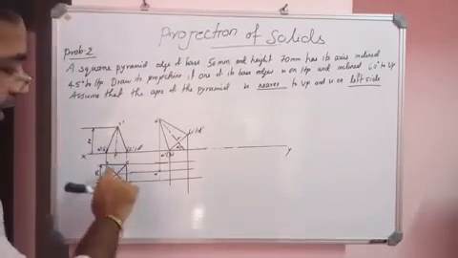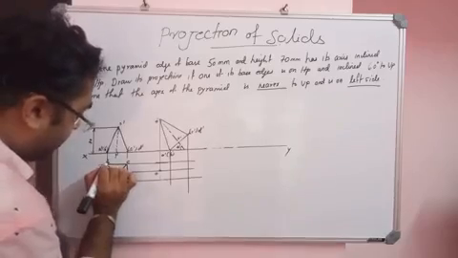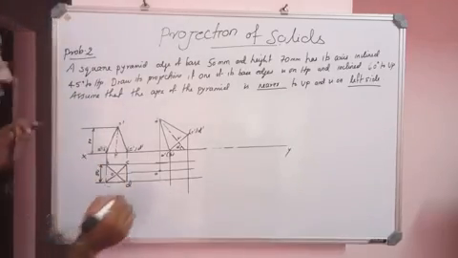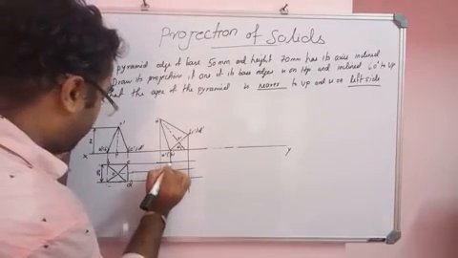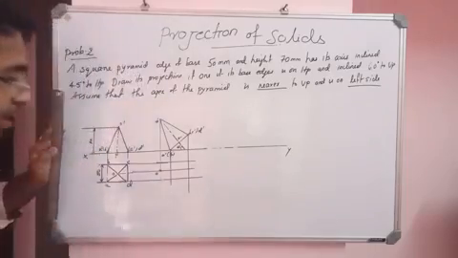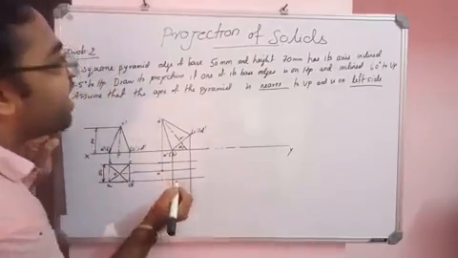Now again B and C. This is the B point. So B and C, you can see where B is coming here. So here it is A and B. You can see A is there.